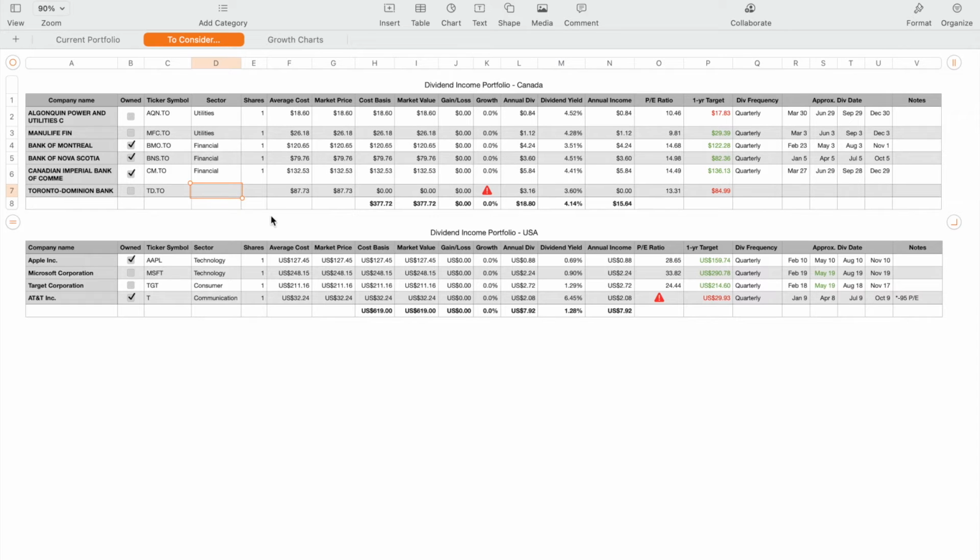Now the average cost, I actually filled that in myself because it helped. Because this is just a to consider page, it doesn't really matter what the average cost is because I'm not necessarily buying that specific stock right now, but I just needed that column for the other columns to be calculated. So I'll just say that this is financial, and I always just like to put 1 just to see what the numbers look like.